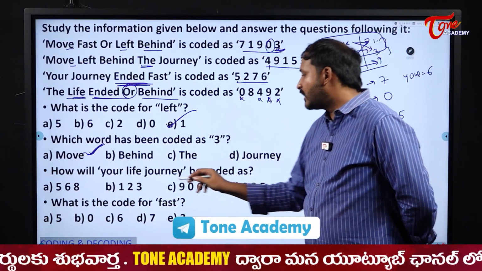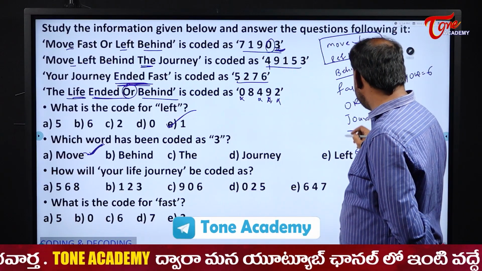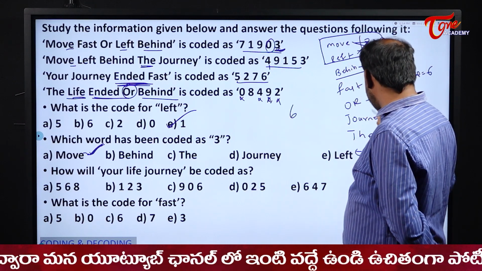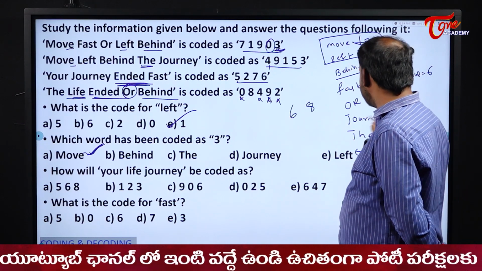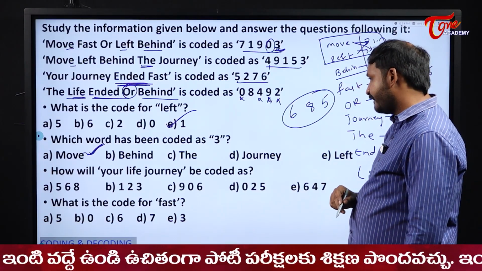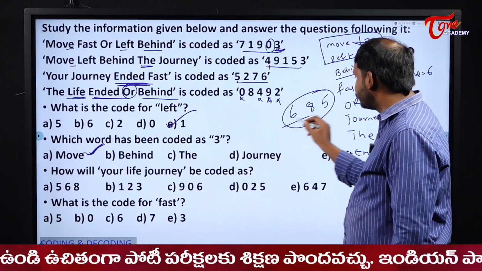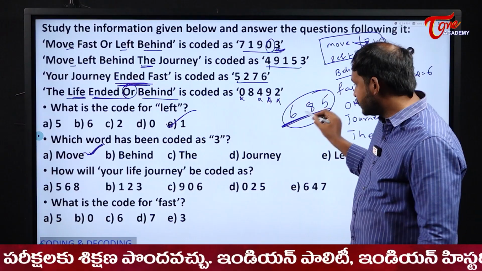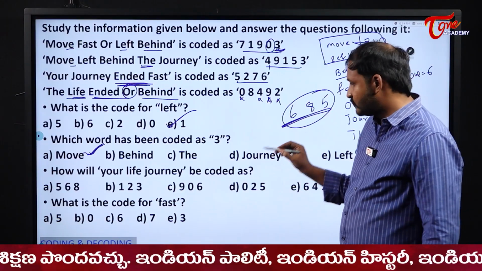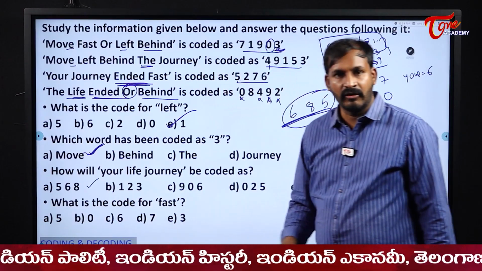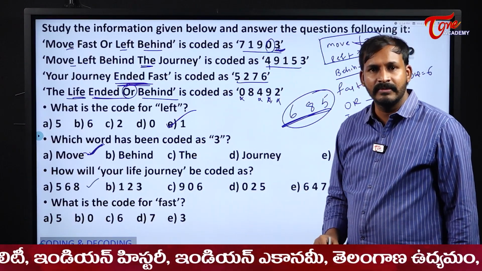Next, your life journey. Your is 6. Life is 8. And journey is 5. So our answer here will become 6, 8, 5. Whatever options contain 6, 8, 5 together, there is no need to follow the same order. The order can be changed. So 6, 8, 5, where do I have? In my first option, 5, 6, 8. All the 3 are there. So my answer here will become 5, 6, 8.